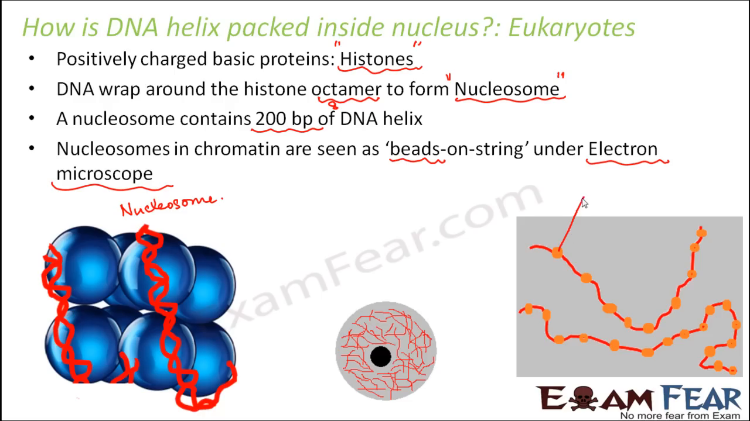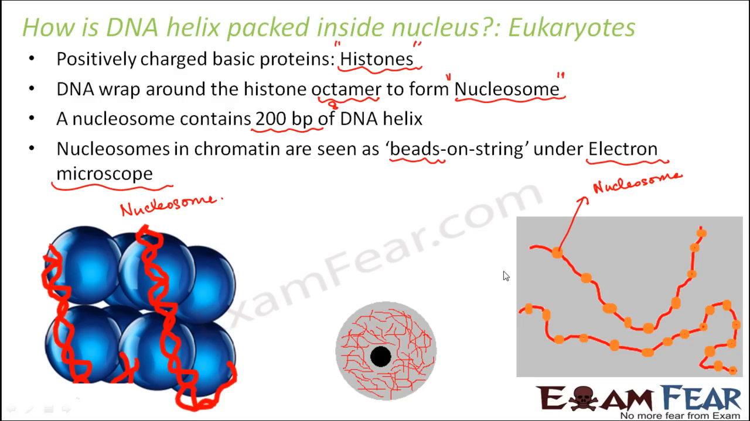Each orange colored structure which you see, which appears like a bead, is nothing but a nucleosome. This orange sphere is not a single sphere, but a histone octamer which is being wrapped around by DNA. And what is this red colored thread? This is nothing but the chromatin. So it will be chromatin, and in between you have the nucleosomes. This is how DNA is packaged inside the nucleus.